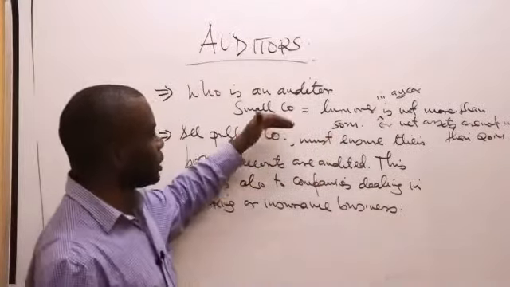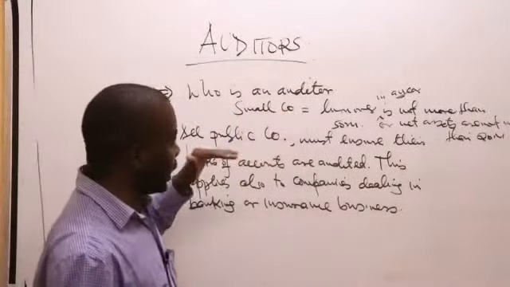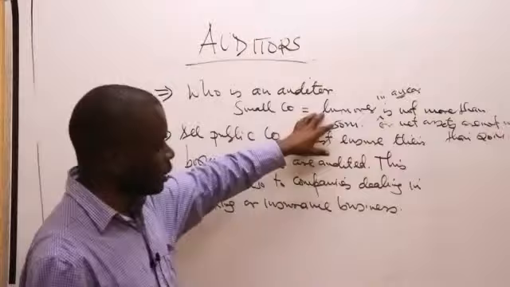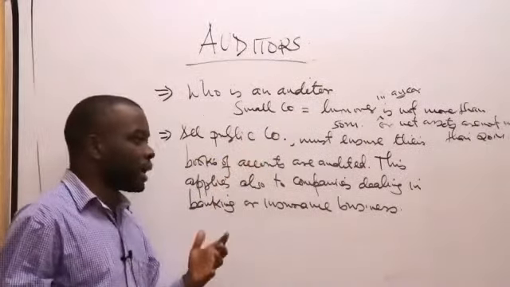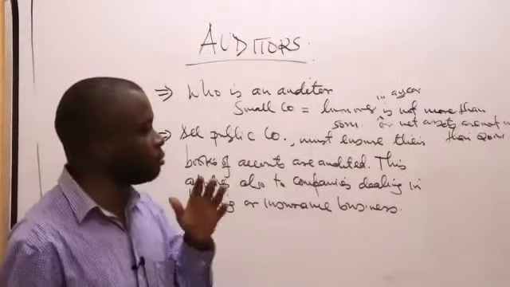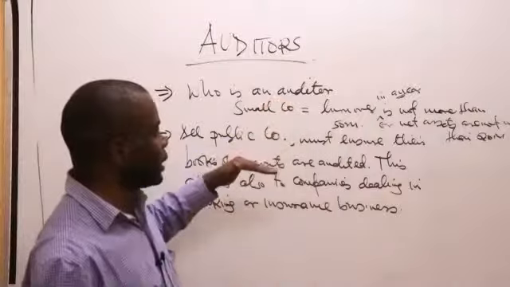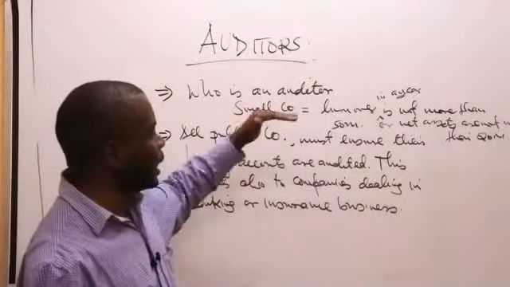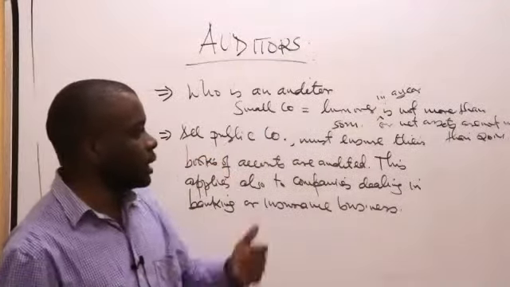But of course, this small company category only applies to private companies, because I've told you any public company, it doesn't matter the turnover or the net assets, must ensure that its books of accounts have been audited, whether it is small or big. The small company categorization does not apply to public companies. It only applies to private companies.